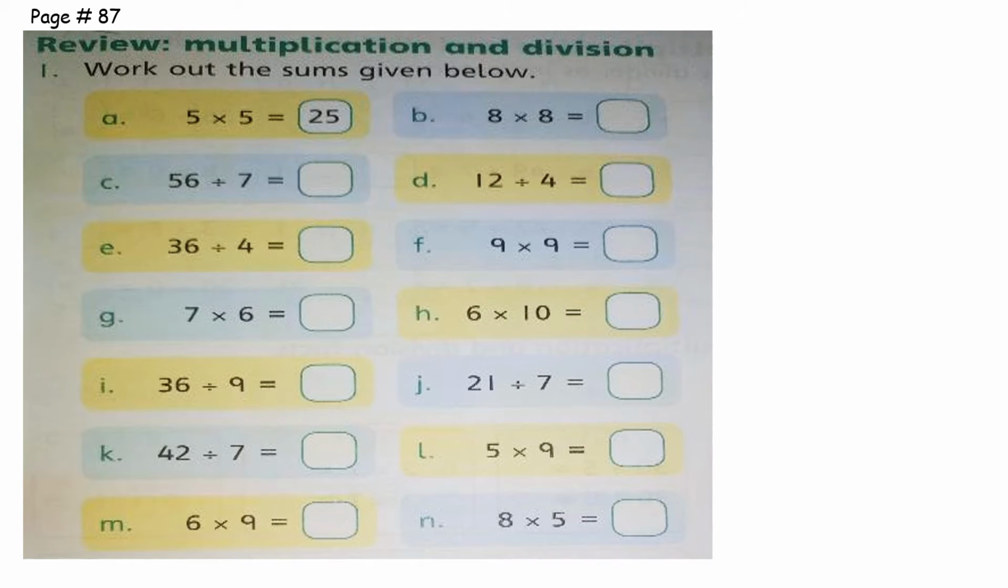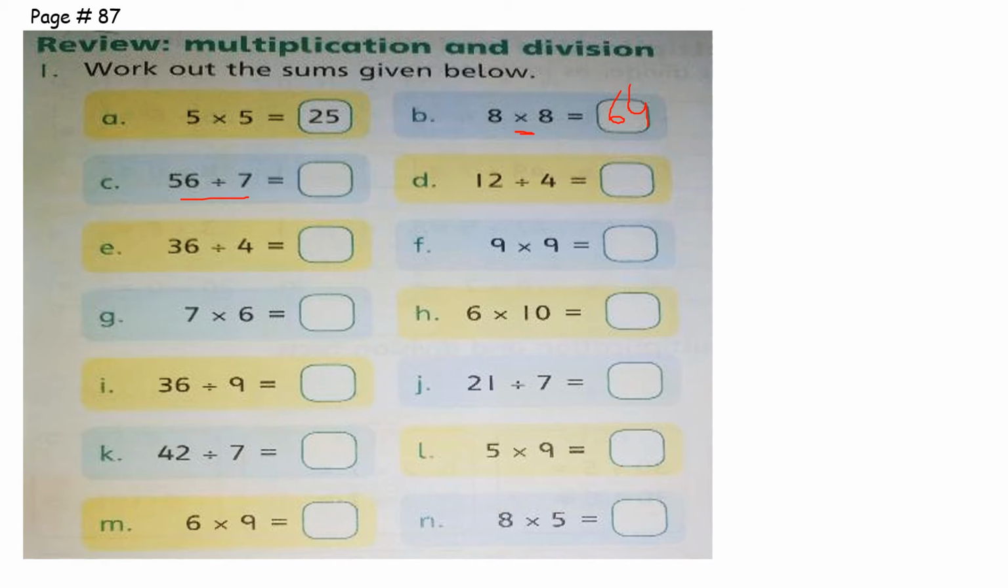Now come to this page, page number 87, review multiplication and division. Now you have to see carefully the symbol. What symbol is being used here, multiplication or division? Then write the answer accordingly. Okay, what is this symbol? Multiply. So 8 8s are, read the table, 64.